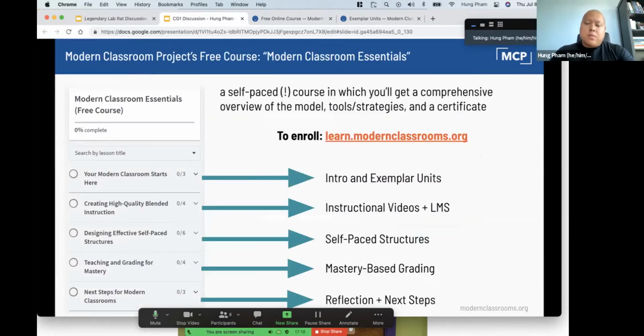So the Modern Classroom Project has now shifted away from being just a small community of practice among those Washington DC public school teachers into a nonprofit organization where their flagship element is this free course called Modern Classroom Essentials that you can go through at your own pace through video and other structures, to get a comprehensive overview of what it means, specific tools and strategies you can use to begin implementing this model, and then a certificate.